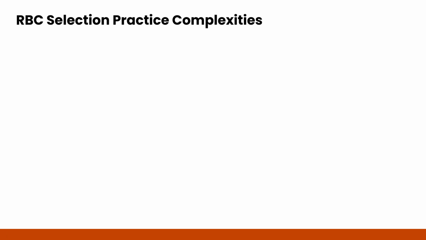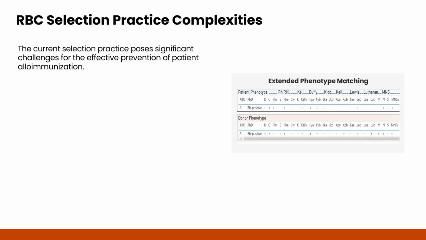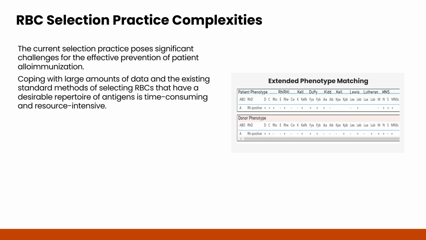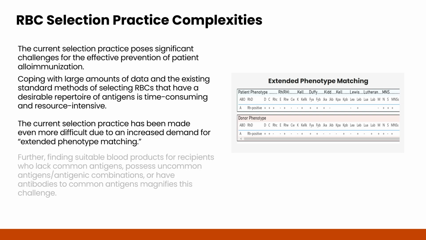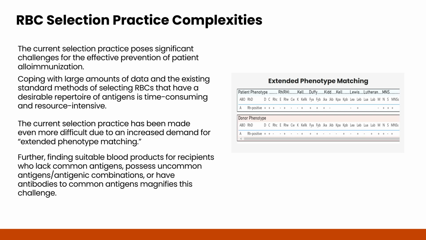We know that recipient alloimmunization is associated with a risk of hemolytic transfusion reaction or hemolytic disease of the fetus and newborn. This brings us to the topic of RBC selection practice complexities. The current selection practice poses significant challenges for the effective prevention of patient alloimmunization. Coping with large amounts of data and the existing standard methods of selecting RBCs that have a desirable repertoire of antigens is time-consuming and resource-intensive. This selection practice has become even more difficult due to an increased demand for extended phenotype matching. Further, finding suitable blood products for recipients who lack common antigens, possess uncommon antigenic combinations, or have antibodies to common antigens magnifies this challenge.